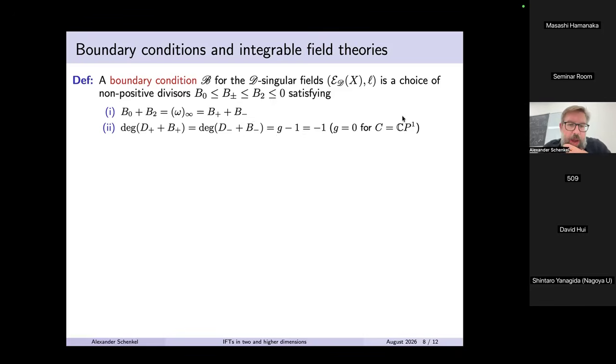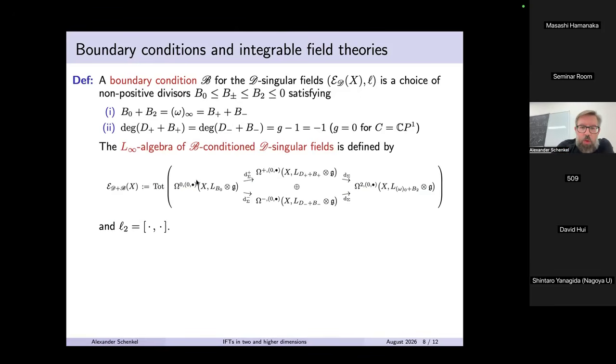So this is a bit harder to interpret, but the idea is the following. I say that in a moment when I'm writing the complex. Okay, so I come back to that. So a boundary condition, I mean this: four divisors with this ordering satisfying these two conditions.